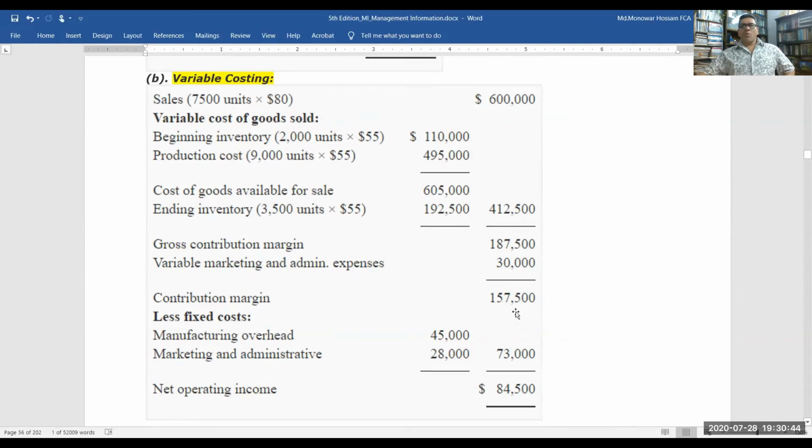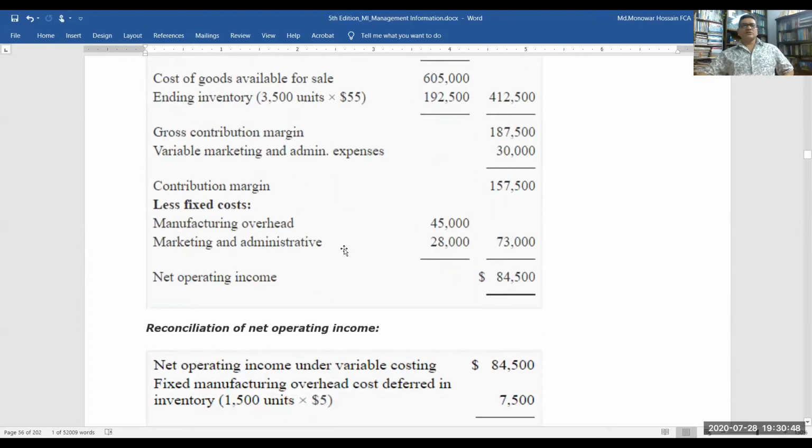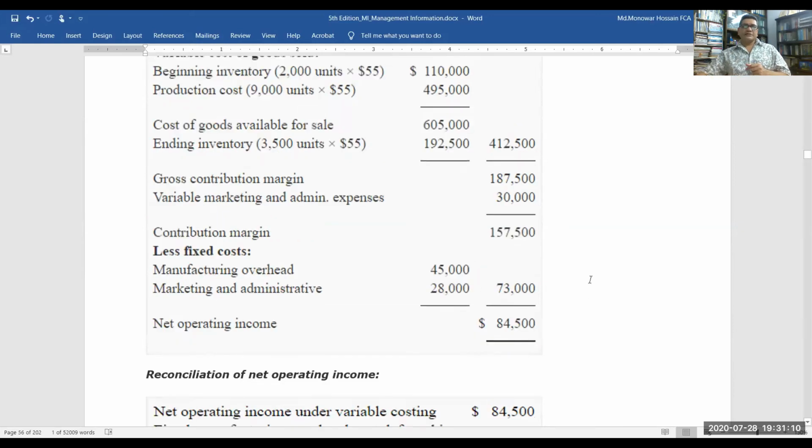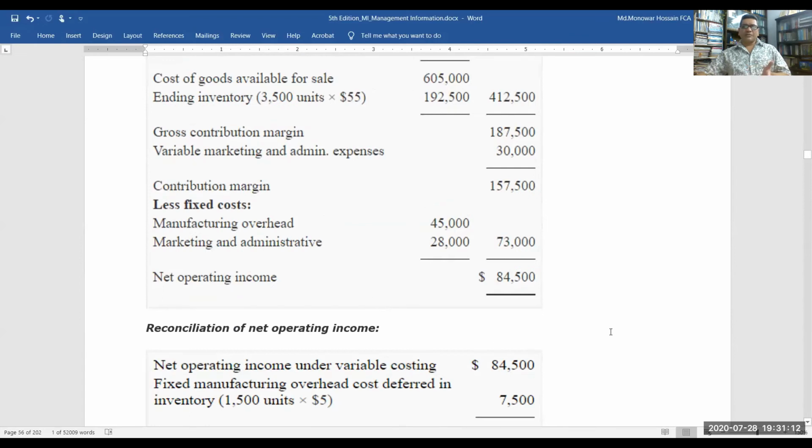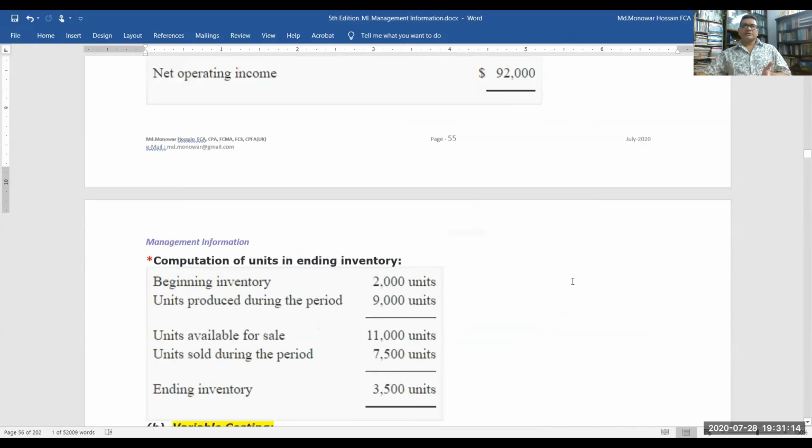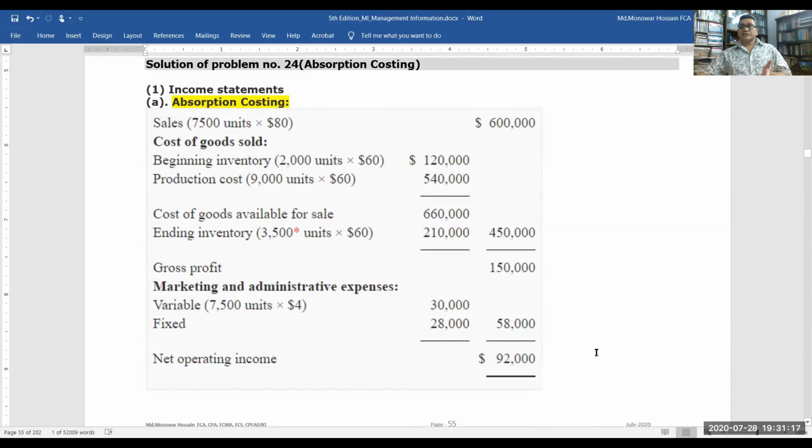The contribution margin is 1,57,500. If we subtract the fixed costs, manufacturing overhead 45,000 and marketing and administrative 20,000, then we get 73,000 from the contribution margin of 1,57,500. If we subtract the fixed costs, we get net operating income. So look here: under variable costing, net operating income is 84,500, but under absorption costing it is 92,000.